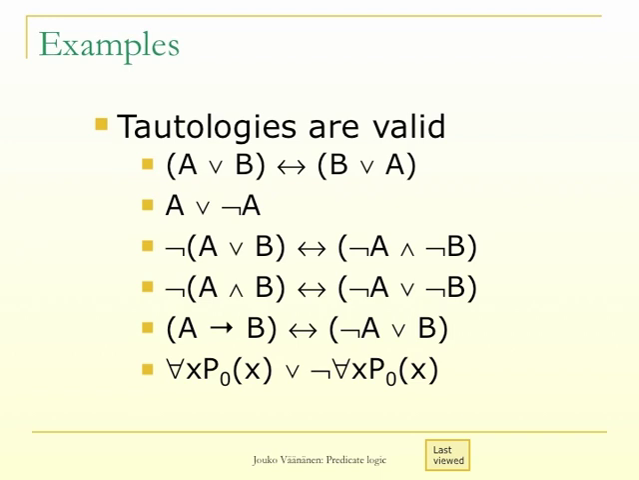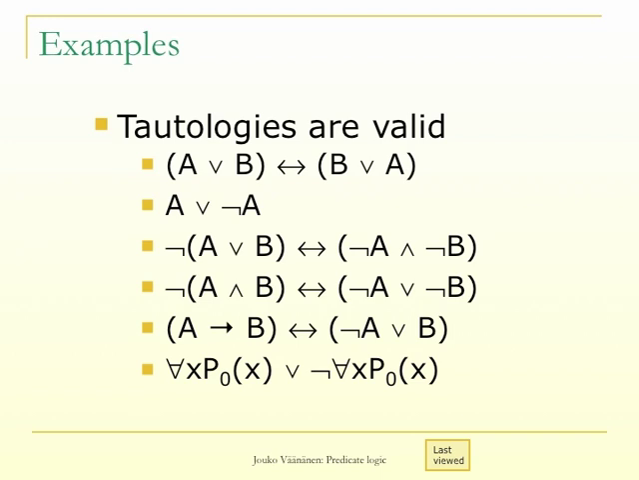(A or B) if and only if (B or A). A or not A. Not (A or B) if and only if (not A and not B). Not (A and B) if and only if (not A or not B). These last two are the so-called De Morgan laws.